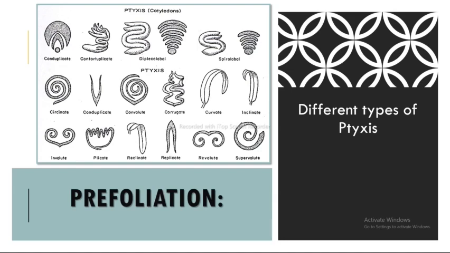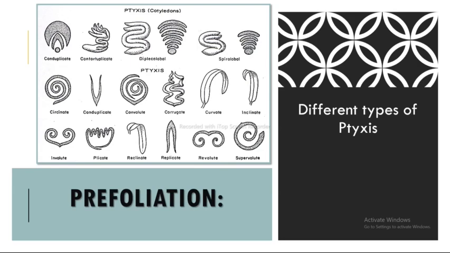Next type is the involute. In the involute condition, the lamina margins are enrolled adaxially. So what is the meaning of adaxial? Adaxial means next to the axis, facing the stem, ventral. Next type is plicate. In plicate ptyxis, there are many longitudinal folds in the lamina. This is known as plicate.